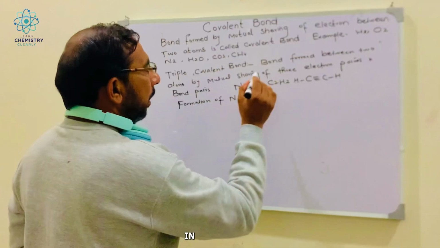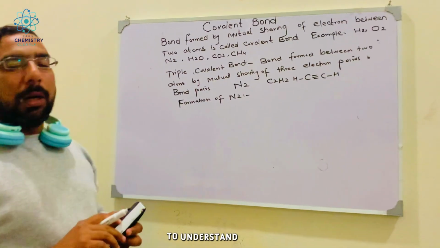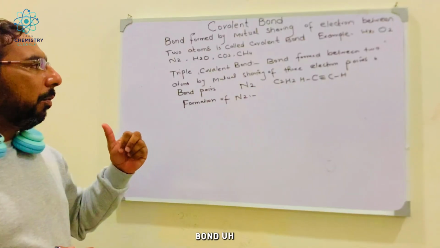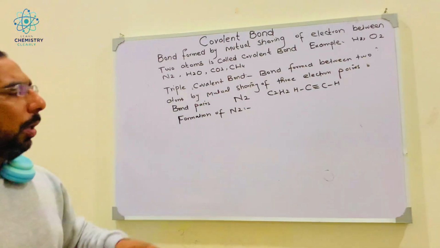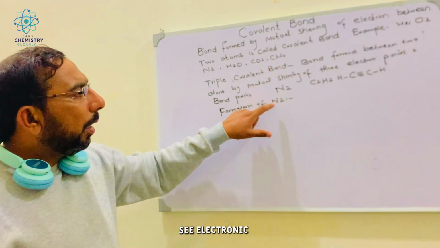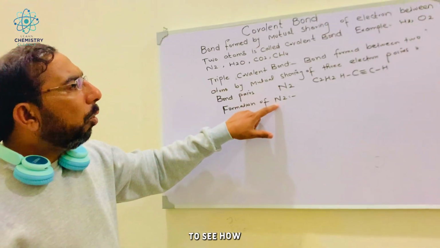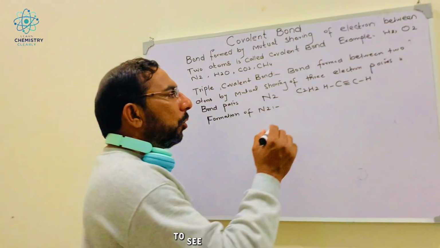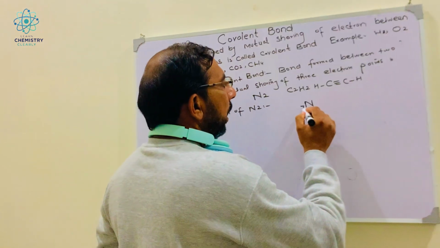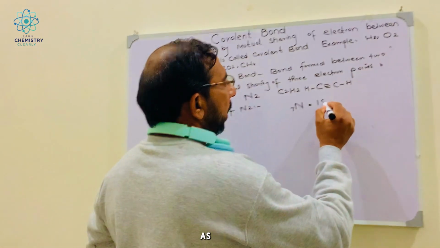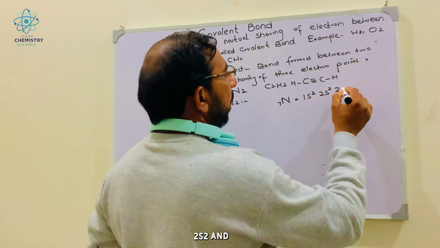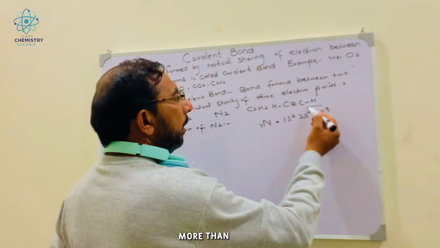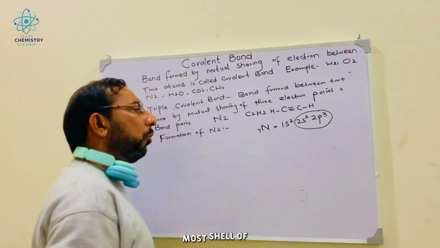Dear students, in our other example, we have to understand that if we can tell about the type of bond that will be formed between atoms in a molecule, we will have to see electronic configuration, or we have to see how many electrons are present in the outermost shell of atom. Like in N2, now we have to see electronic configuration of nitrogen. Its atomic number is 7. I can write that as 1s2, 2s2 and 2p3. You can see that there are present 5 electrons in the outermost shell of nitrogen.